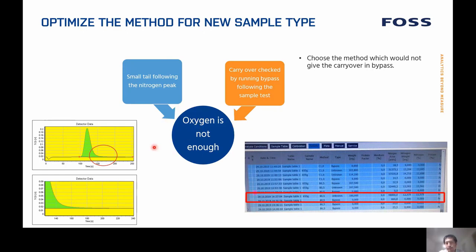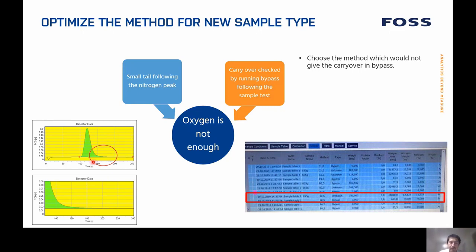As mentioned in the previous method, after you run a sample, if you run a bypass and the bypass value here is very high, like this one is over 100, around 660, then it means you have some carryover. That means the combustion is not complete in the reactor. You should increase the oxygen amount, or you have some peak tail for the nitrogen after the nitrogen peak. So this is the way you can optimize the method.